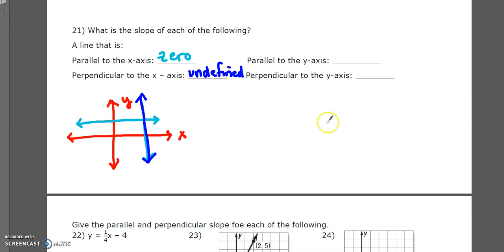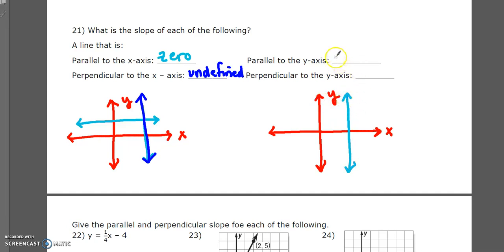So if I do it again over here, let me draw my x and y axis. And the first one says I want parallel to the y-axis. Well, here's my y-axis. So if I draw it parallel, it's going to look like this. Vertical means it's going to be undefined. And then if it's perpendicular to the y, here's my y-axis, perpendicular to that would look like this. So it's a horizontal line, which means it's a slope of 0.